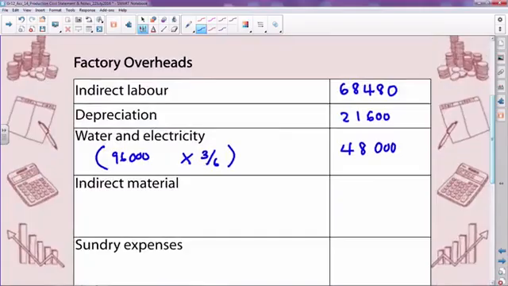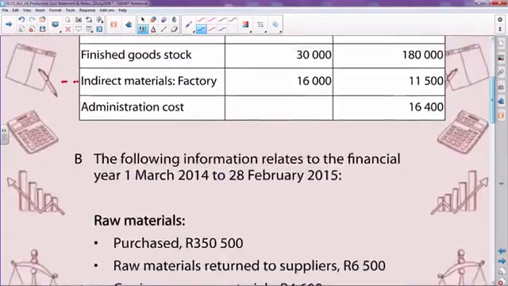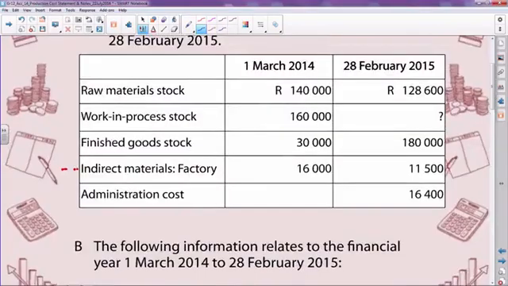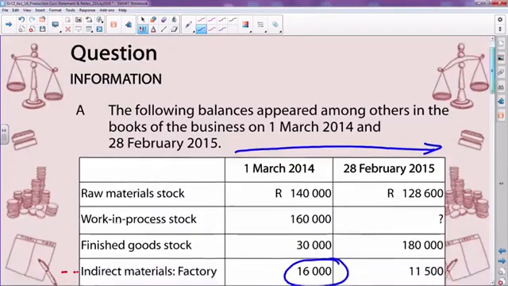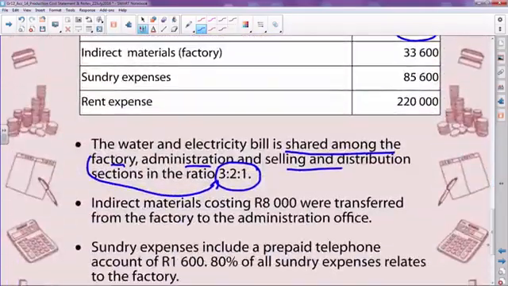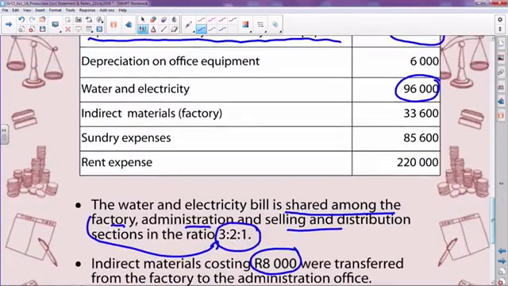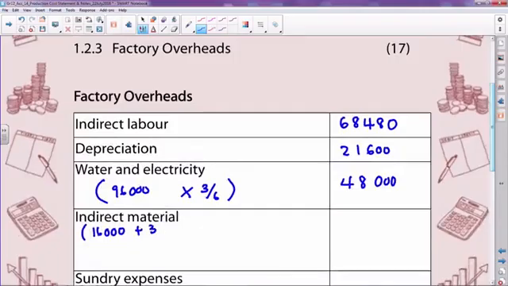Okay, indirect materials. Where do we start off with indirect materials? We start off with our balance of indirect materials. Do we have indirect materials at the beginning of the year? Certainly we have. Once again, your arrow, remember, beginning and end, so you don't confuse your figures. Indirect materials, beginning is 16,000. So, open bracket, 16,000, beginning of the year. Did I buy more materials during the year? Let's check. Did I buy materials? Yes. Materials costing 8,000 Rand, what about them? Were transferred from the factory to the administration office. But before we go there, did we buy materials? Certainly we did. How much? 33,600. Let's slot that one in, plus our purchase of 33,600. So we've got our opening balance plus our purchase.